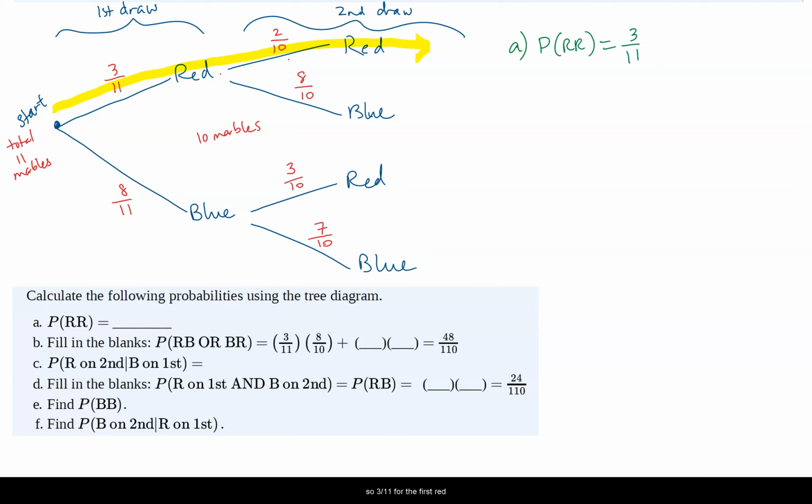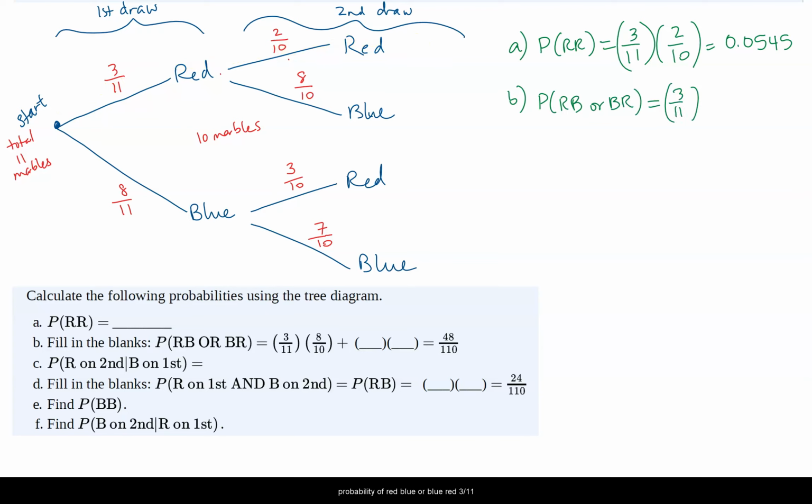So 3/11 for the first red times 2/10 for the second red gives us 6 out of 110, or 0.0545. Part B, it says fill in the blanks. Probability of red, blue, or blue, red: 3/11 times 8/10 plus what two probabilities? Well, red, blue is captured by that branch, red and blue, 3/11 times 8/10.